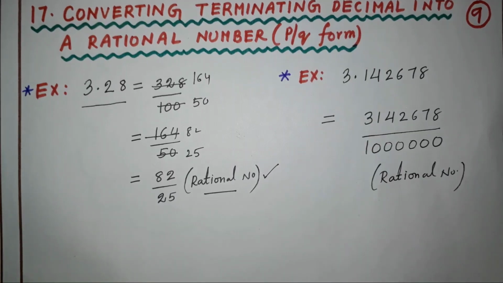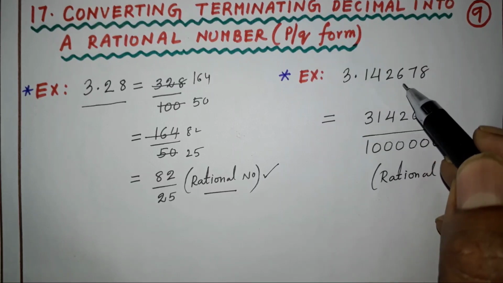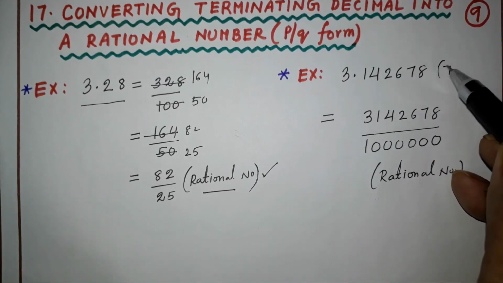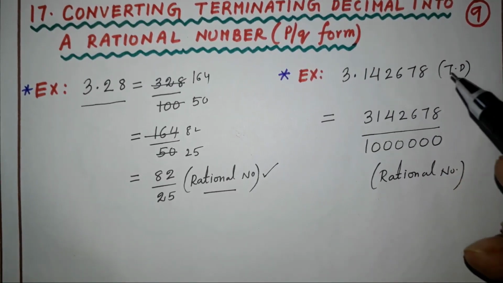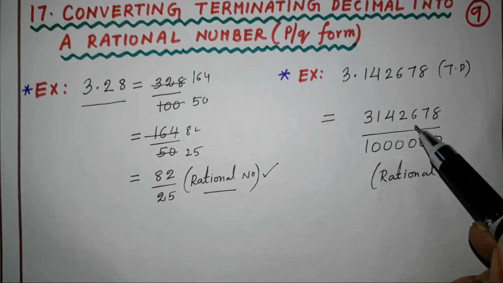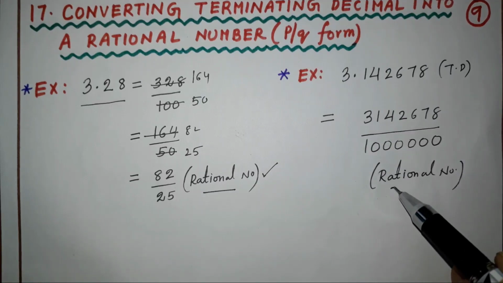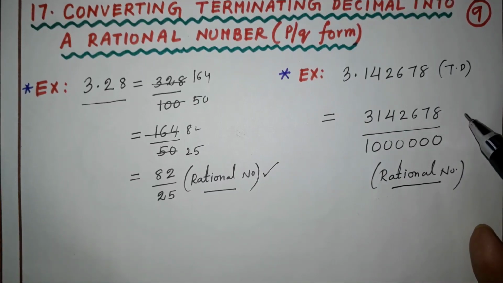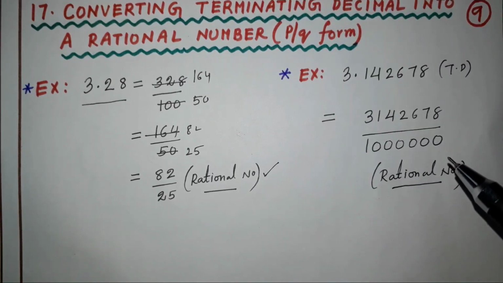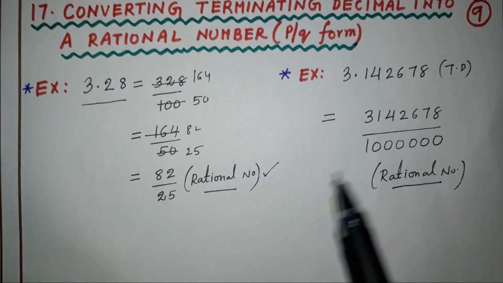In the same way, one more example I am taking here, 3.142678. This is a terminating decimal. If you convert this into a common fraction, that will be 3142678 by 10 lakhs, which is nothing but a rational number. You can also convert it into simplest form. So this is very easy and everybody knows how to convert a terminating decimal into a rational number.